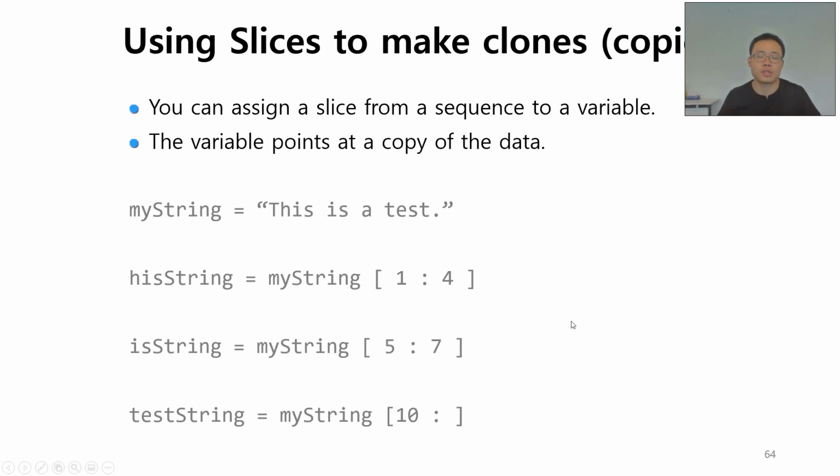And you can use slices to make clones. You can assign a slice from a sequence to a variable. This is what I just did. You can take a part, for example, from index 1 to 4, or from index 5 to 7, or from the index 10 to the end of the string. You can take some part of the string and assign this value to a new variable.